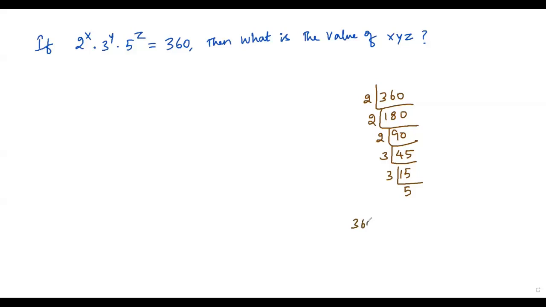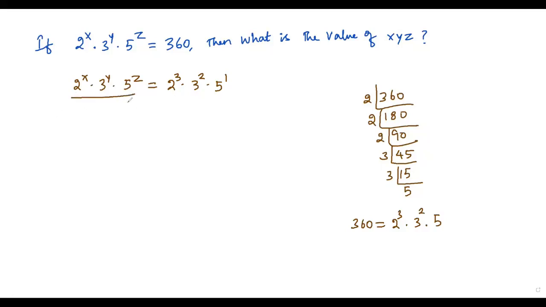So 360 can be written as 2 times 2 times 2, there are three 2s, so 2 to the third power, times 3 times 3, two 3s, so 3 to the second power, times 5, there is only one 5. Now we compare with 2 to the x power times 3 to the y power times 5 to the z power. So 360 is 2 to the third power times 3 to the second power times 5, and we can write exponent 1 for 5. For any number, if there is no exponent, we can assume the exponent is 1.